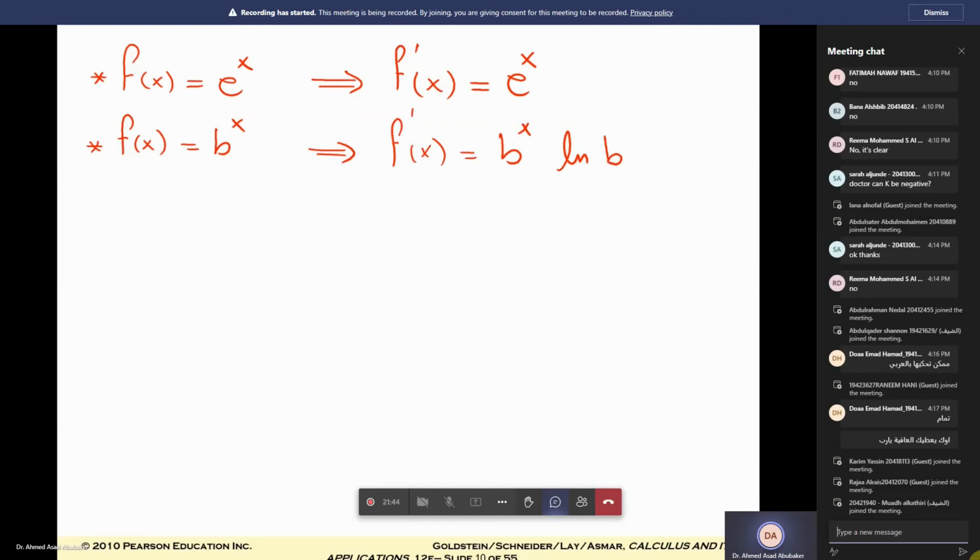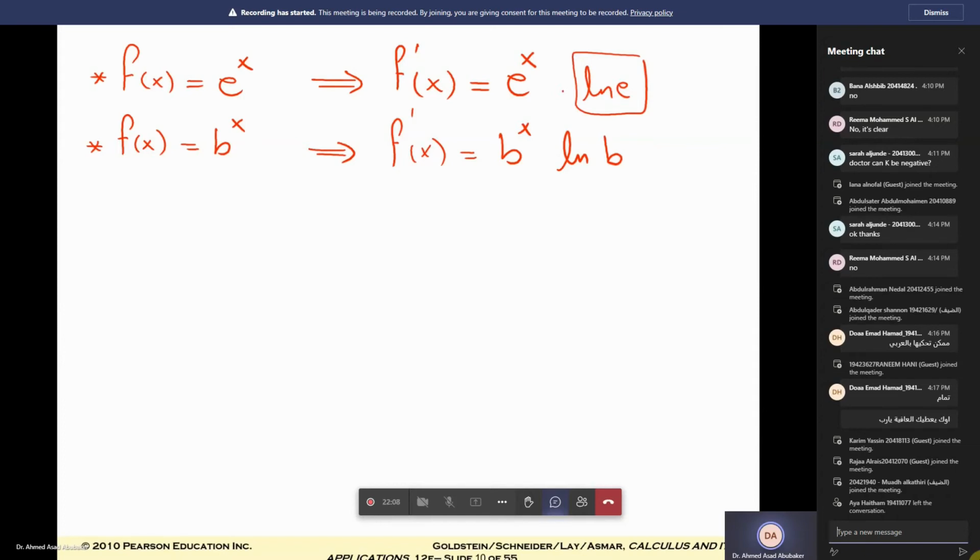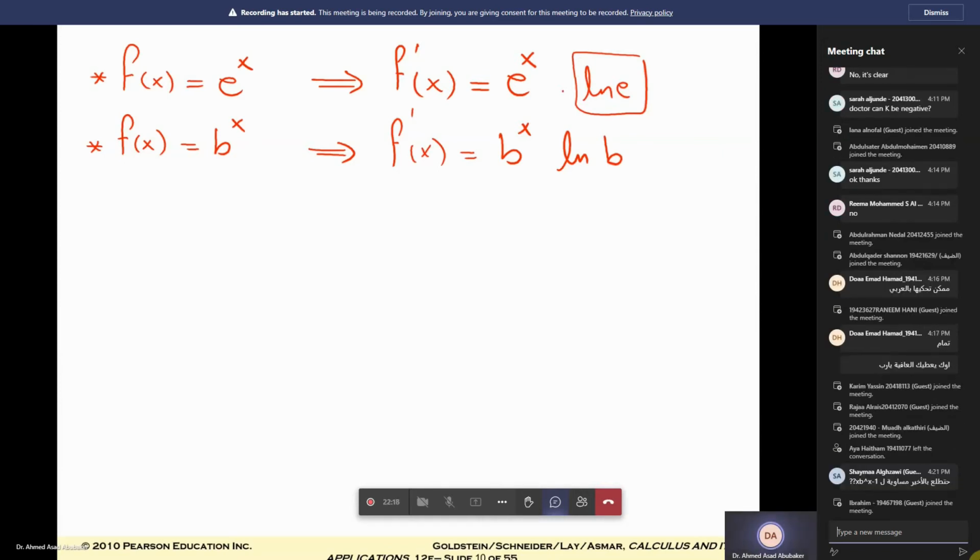Now, why is this different? Why do we not put ln e? Because e is a number, b is a number. Why not multiply by ln e? Why not put e to the power x multiplied by ln e? I'm waiting for your answer.